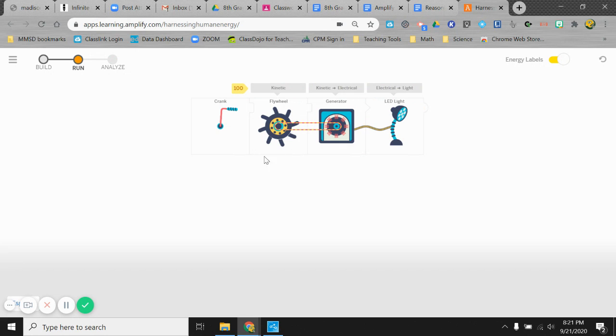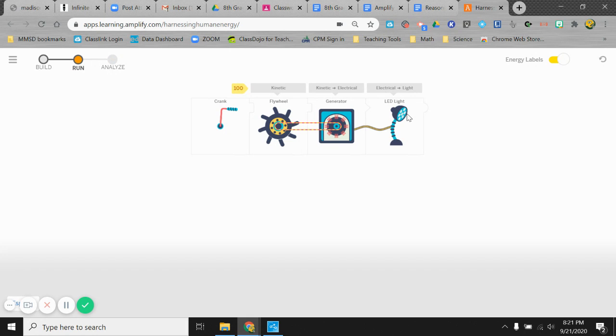All right, so you have a couple things that you might see here. We have the flywheel as an example of kinetic energy. Kinetic energy is energy of something that is in motion. The generator is basically converting kinetic energy supplied to it, energy of motion, to electrical energy. Electrical energy is then transferred to light energy in the LED light.